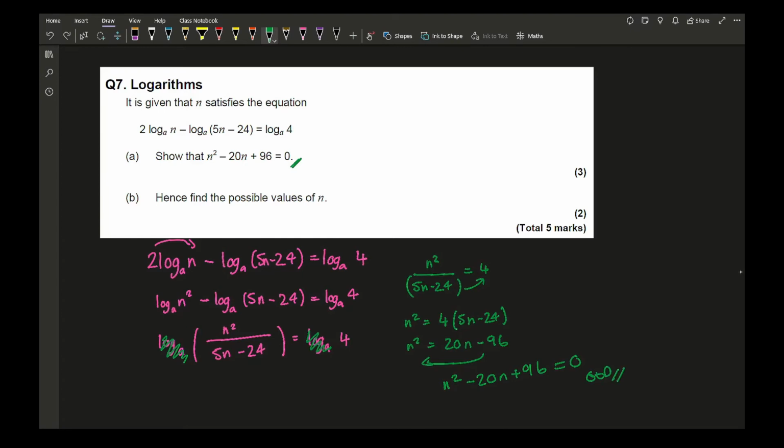Now in part b, it says hence find the values of n. So all I need to do is solve this. Here I want to factorize if I can. So let me just write out the equation again. Alternatively, you can simply stick it into your calculator and use your equation solver. But this does factorize nicely. So I've got (n minus 8)(n minus 12) equals 0. So n equals 8, 12. There is my final answer.